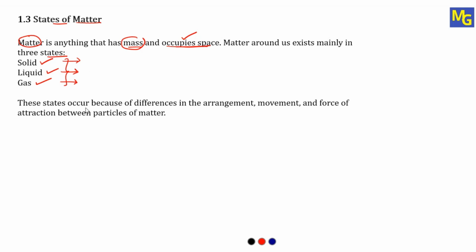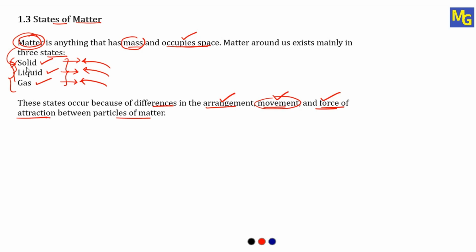Now, these states occur because of the differences in their arrangement, movement, and force of attraction between the particles of matter. Actually, these are all matter, whether solid, liquid, or gases, but we still divide them into three states because of these differences. Solid has particles, liquid has particles, the gaseous state also has particles, but the arrangement, movement, and force of attraction are different, and therefore we divide matter into three different states: solid, liquid and gases.